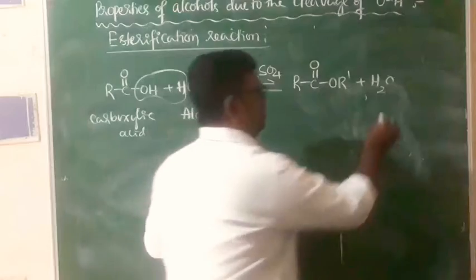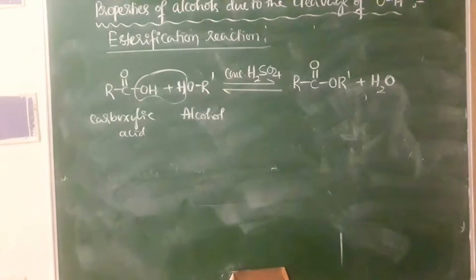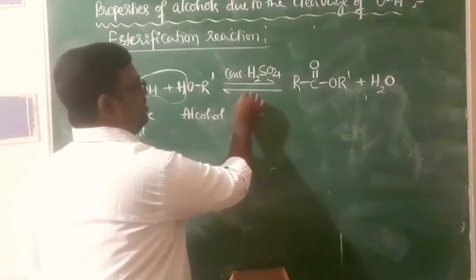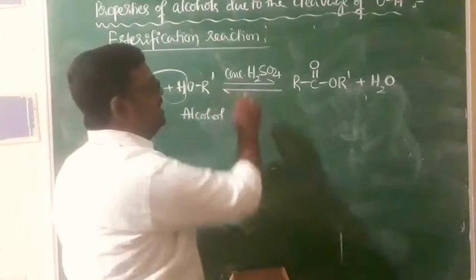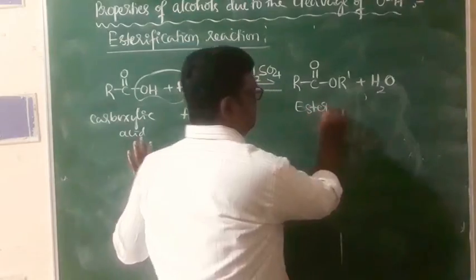R dash is one more alkyl group. Just to differentiate R from R dash, I have written R dash there. The carboxylic acid, when it is heated with alcohol in presence of a dehydrating agent like concentrated sulfuric acid, then you are going to get an ester.